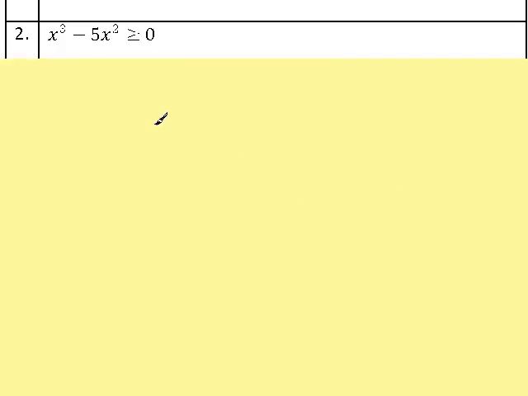Okay, let's do the same thing in number 2. We're going to get ready for our plus-minus analysis. We already have 0 on the right-hand side. We want to know, again, when is this greater than or equal to 0? That means positive or 0. All right, let's factor for our plus-minus analysis. Let's factor out x squared. All right, now the first factor is 0 when x is equal to 0. And this second factor is 0 when x is equal to 5.